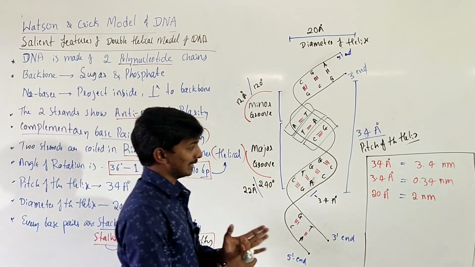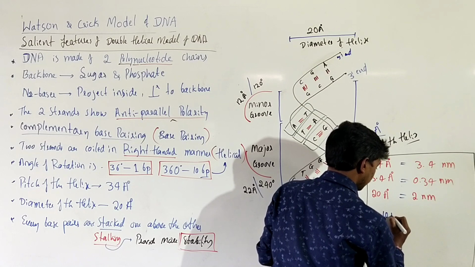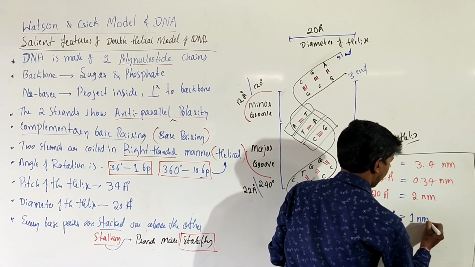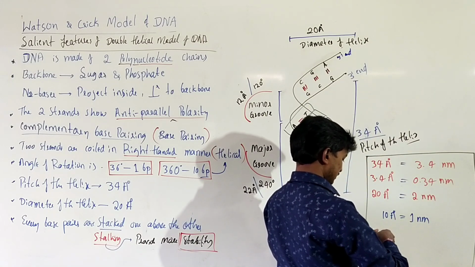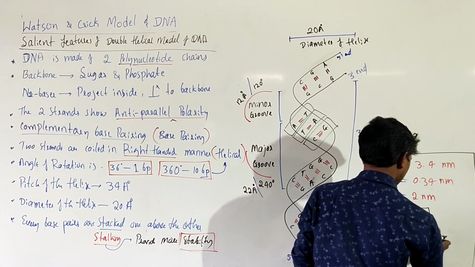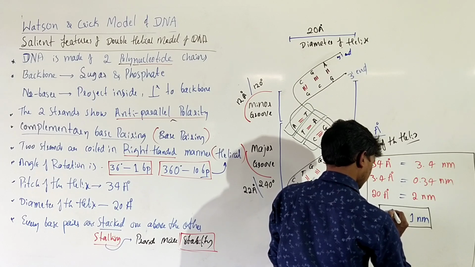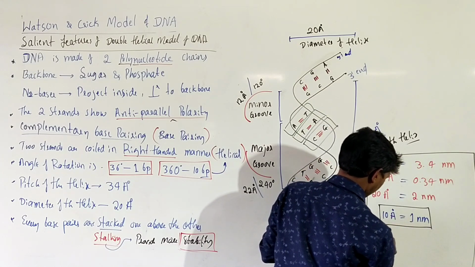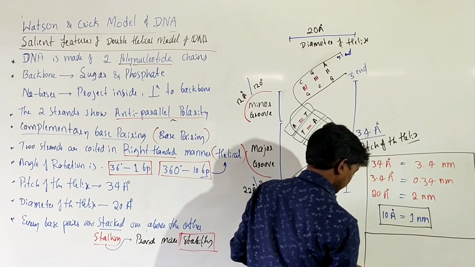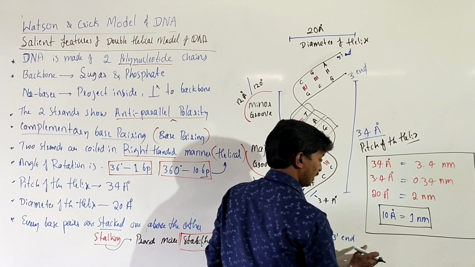Just because 10 angstrom equals to 1 nanometer. Okay, don't confuse among yourself. Practice this properly so that you will be able to answer every question regarding the length or pitch of this. Okay, coming to NEET point.